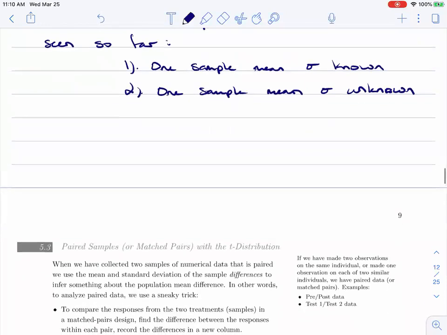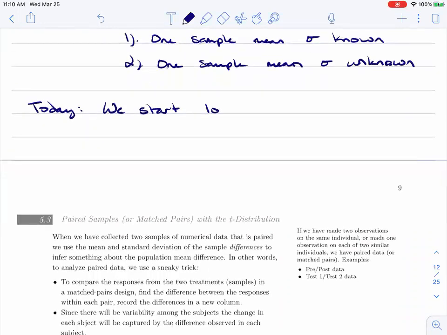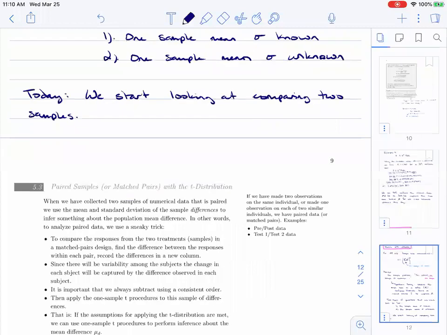So today, here's where I wanted to start. Today we start looking at comparing two samples. So two samples can happen. Let me just add another page here.